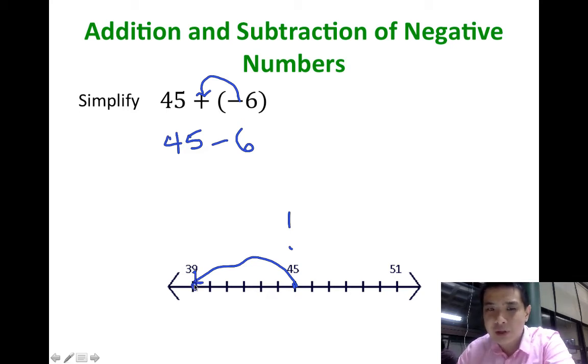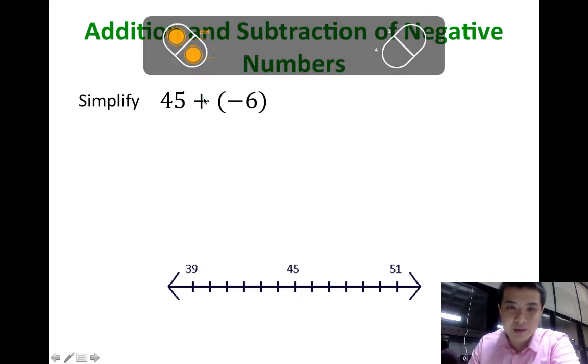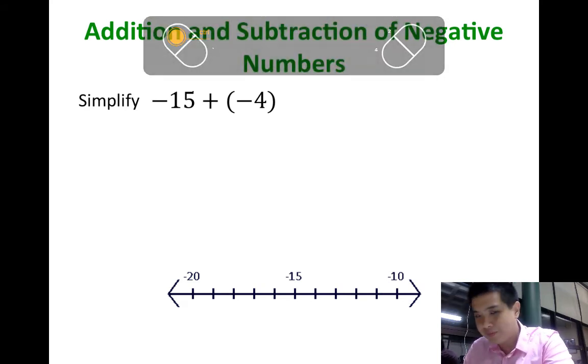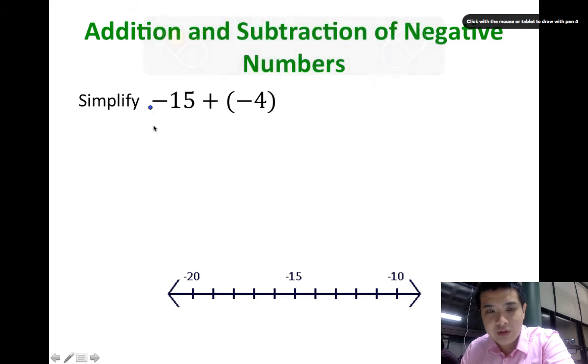So 45 plus negative 6 is the same thing as 45 minus 6, because this negative sign in the second number tells us we are not adding, which means we are subtracting. This one, we start at negative 15. Our second number is negative 4, and we're adding these two. But this negative 4 means that we are not actually adding. We are actually going to be subtracting 4.